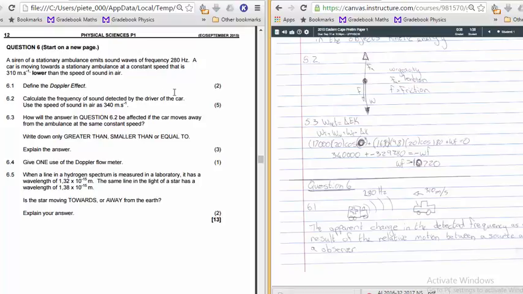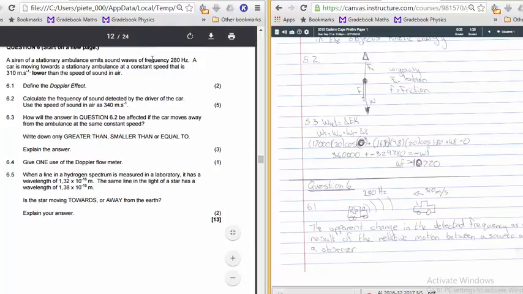Calculate the frequency of sound detected by the driver of the car. Use the speed of sound in air as 340 meters per second. So let's quickly see, what do we have? A stationary ambulance emits a sound wave of 280 hertz. A car is moving towards it. Okay, so we want just the frequency of the sound detected.